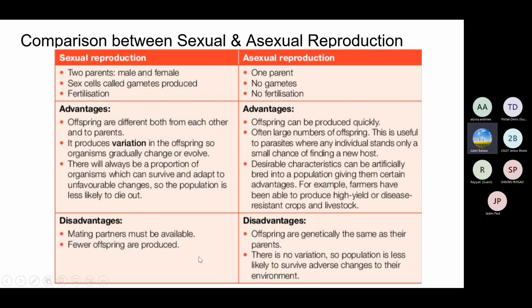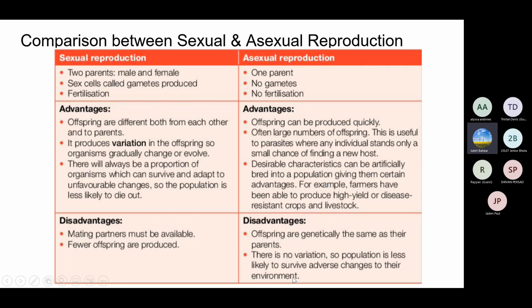So that's a disadvantage. Asexual reproduction has some disadvantages whereby offspring are genetically the same as their parents. So if you are a clone, and let's say your parent was not the strongest, and you are identical to the parent, then you have a lower survival rate. You can get a disease easily. You can be wiped out if the environment changes very easily. Also, there's no variation, so the population is less likely to survive adverse changes to their environment.